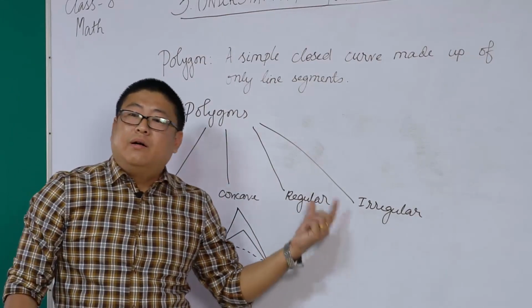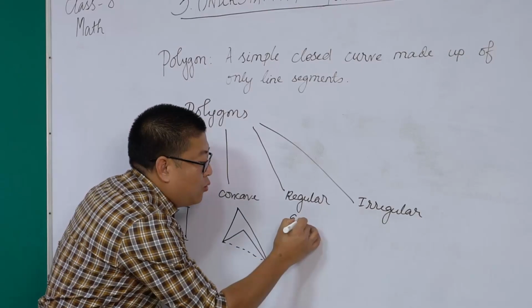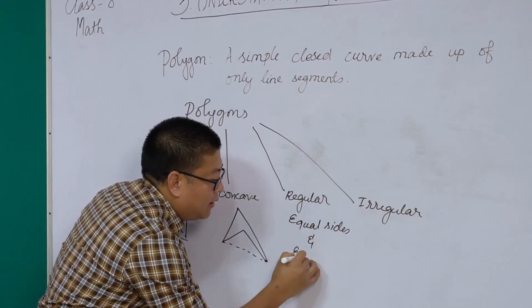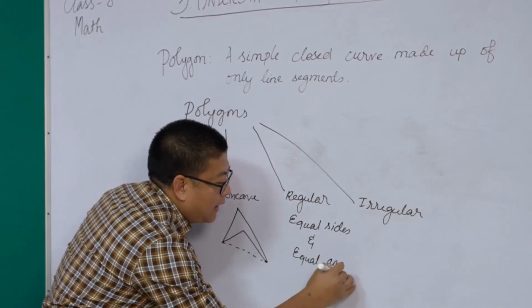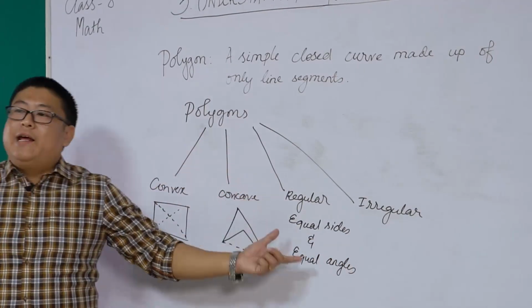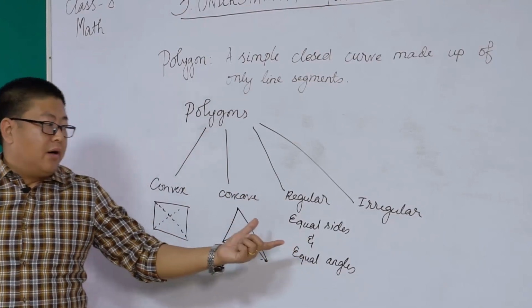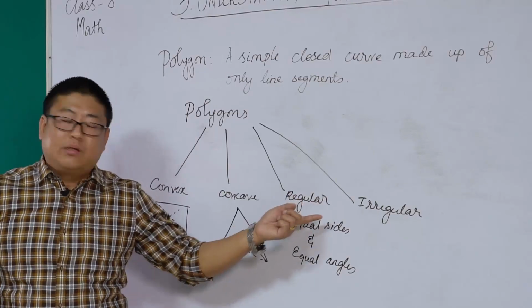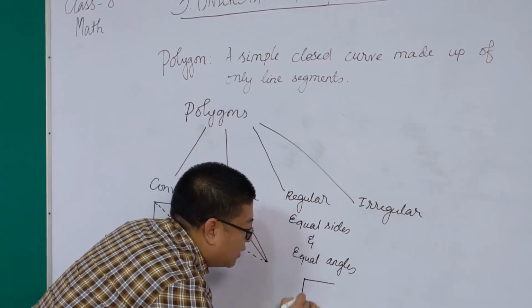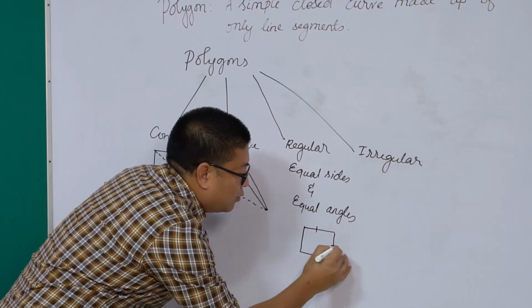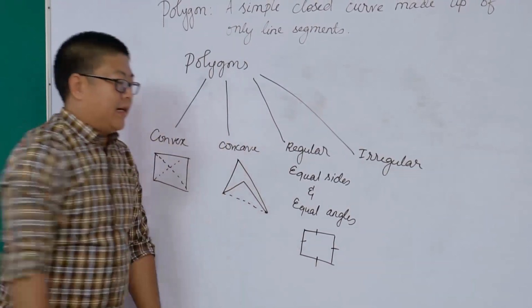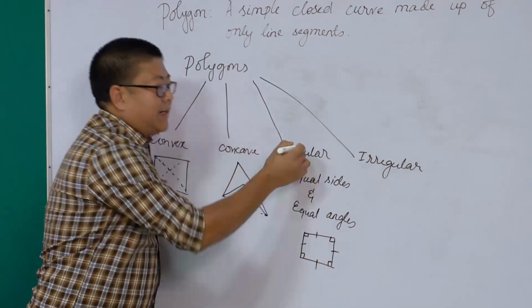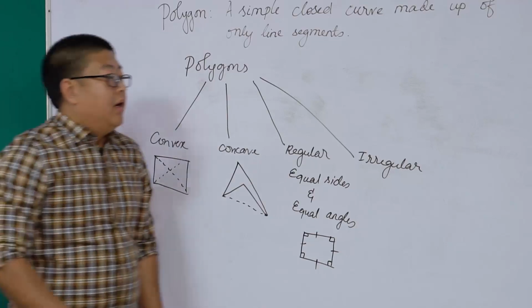Now, what about regular? Regular means equal sides and equal angles. Any simple closed curve with equal sides and equal angles are called regular polygons. Now, for example, we have a square. This side is equal, this side is equal, this side is equal, and this side is equal. We have all the angles at 90 degrees, so this can be called a regular polygon.